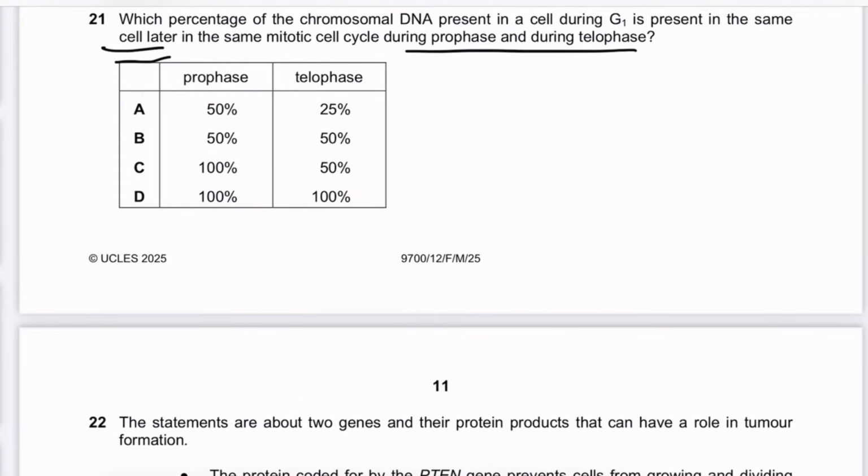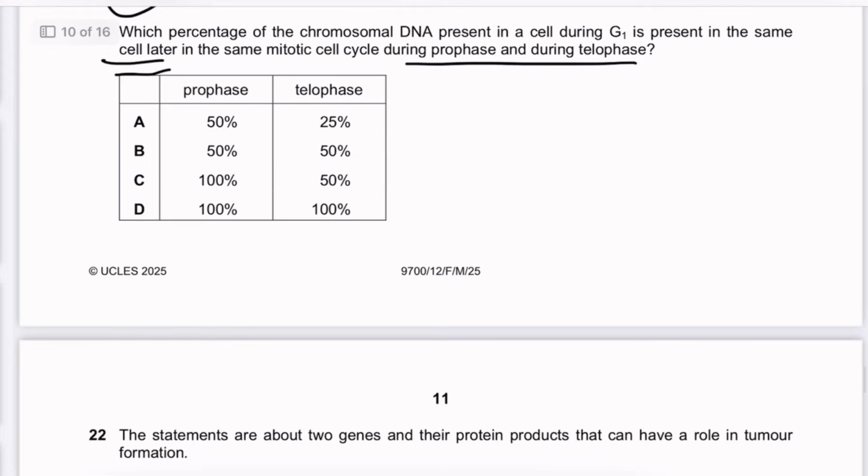Okay, so during prophase, the cell would still have the same percentage of the chromosomal DNA, right? It will still have the same chromosomes, it's just going to be duplicated. And same thing for telophase. The cell still hasn't split yet, and even after it splits, the chromosomal DNA in cell 1 is going to be the same as that in cell 2. So I have to say it's 100%.